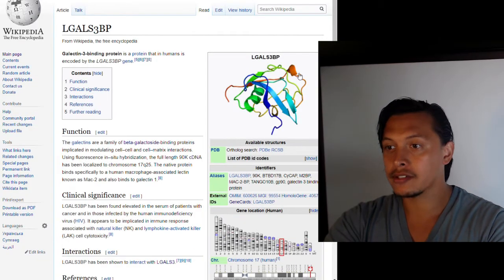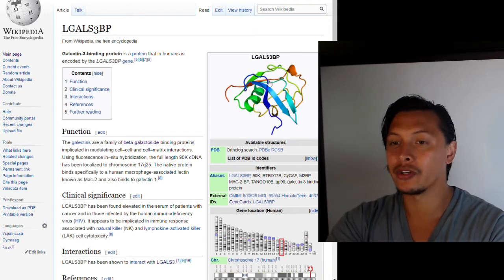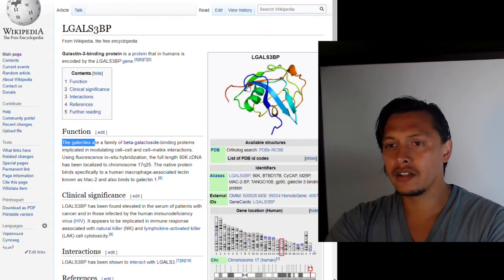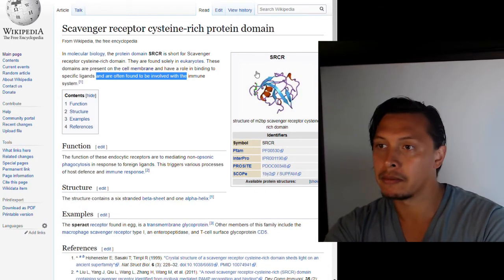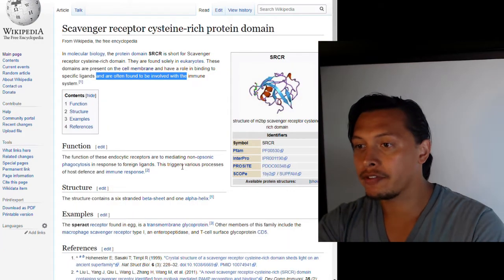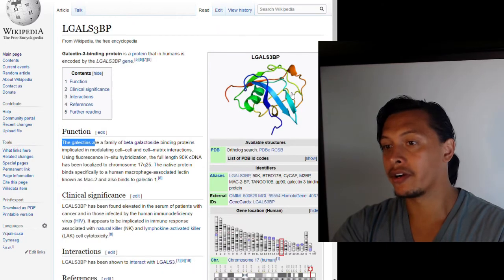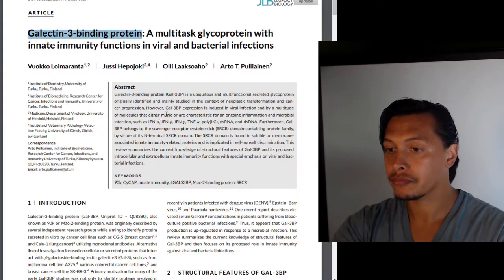It looks like this, which, if you squint your eyes, might look similar to you. However, just know that this Galectin-3 binding protein is a member of this SRCR family, okay? And if you go back and forth, you can definitely see that there is a lot of similarity in the structures of them because they are related to each other.